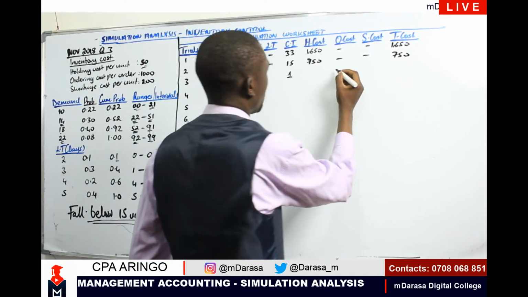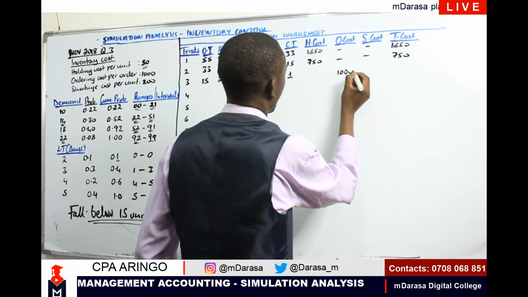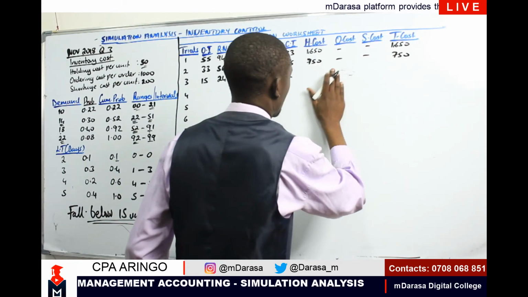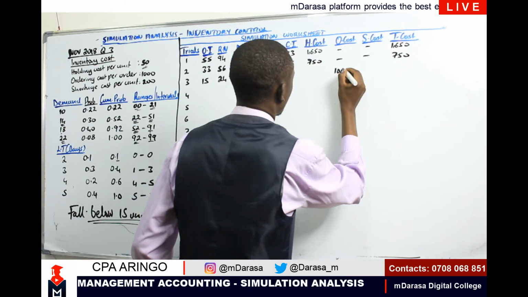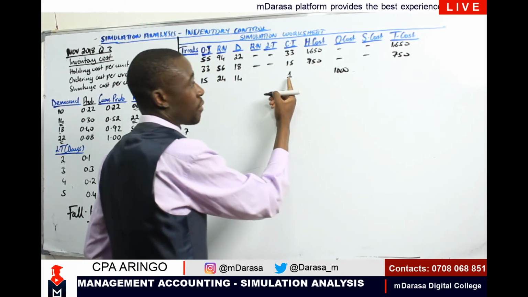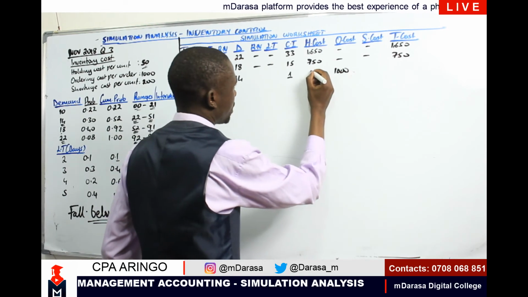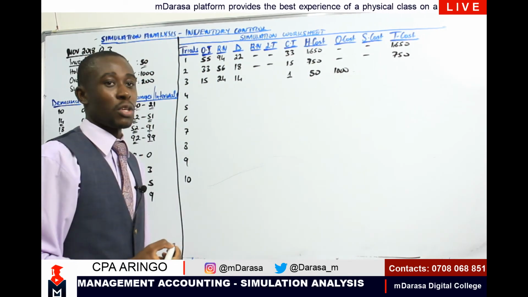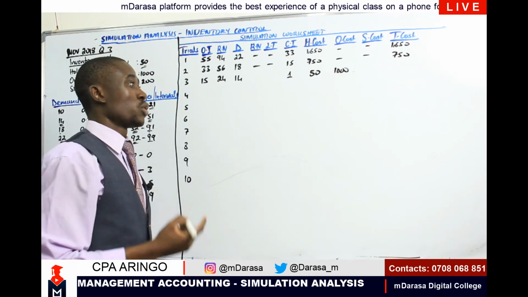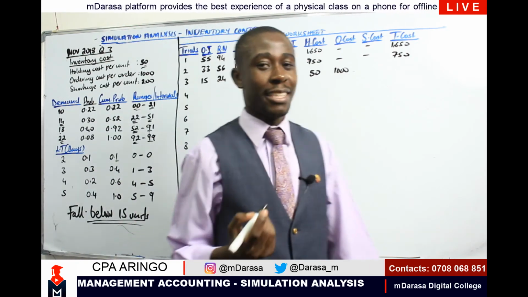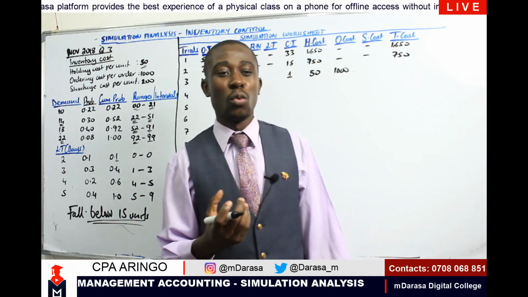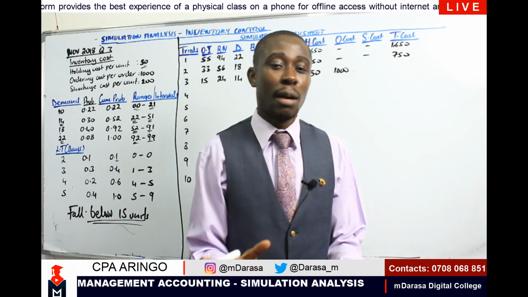So therefore, I need to make an order. And ordering cost, we had 1,000 per order. And holding cost, I'm having 1 unit. And maintaining or holding cost per unit, I was given 50 shillings per unit. And I'm only having 1 unit. So therefore, should give us 50.